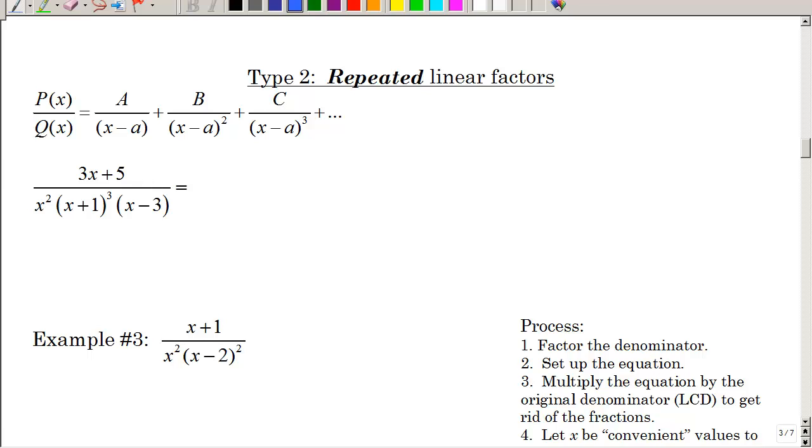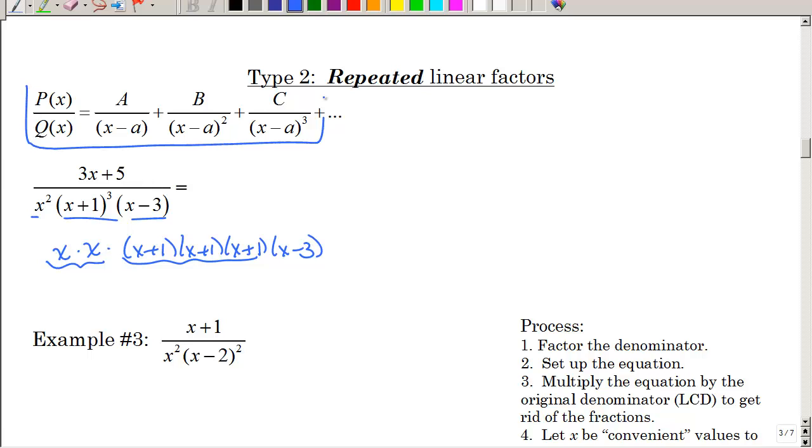Now what happens when you have repeated linear factors? Let's look here. What does that mean? That means x times (x + 1)(x + 1)(x + 1) times (x - 3). So those are repeated, those are repeated. Those are repeated linear factors, or to the first degree.